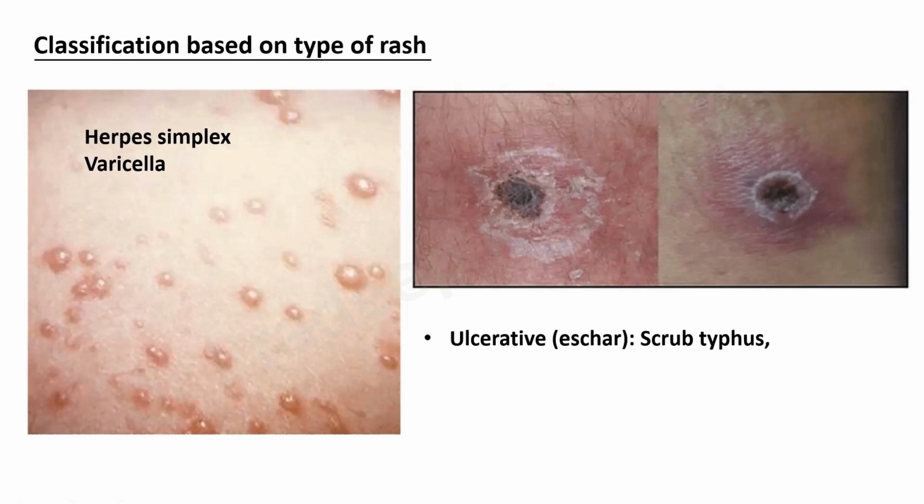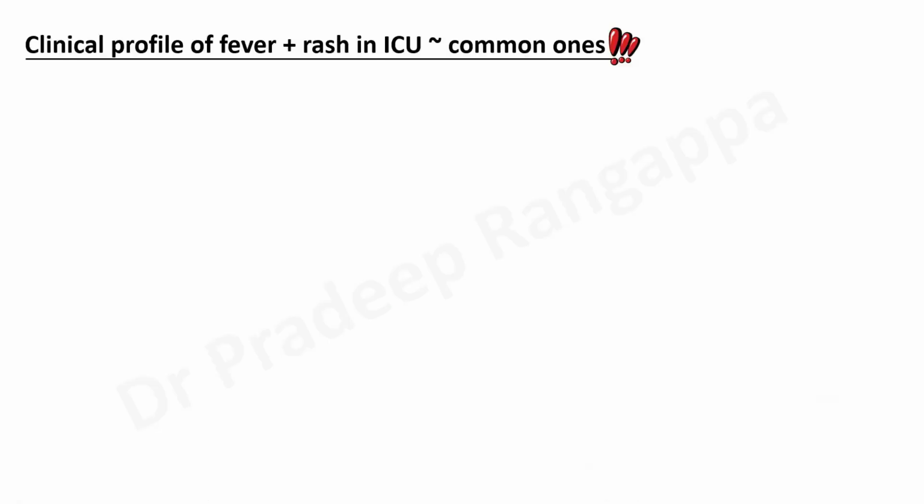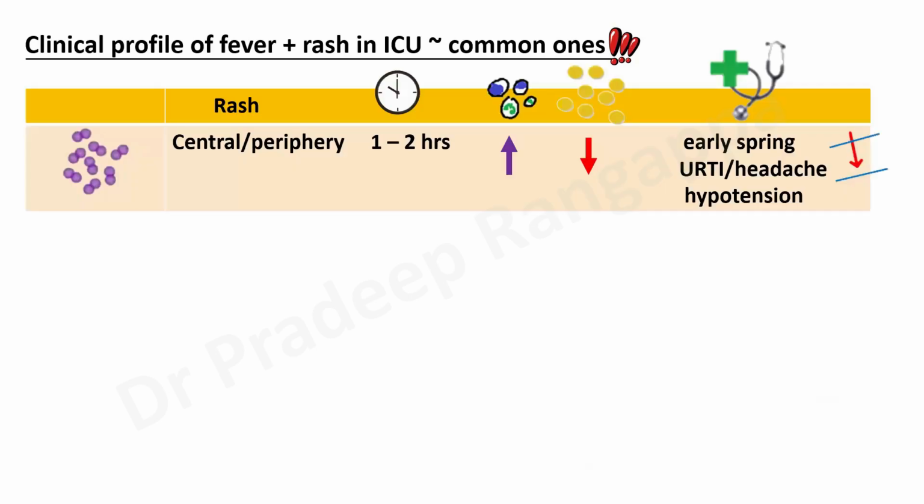I'm sure most listeners, when you contemplate scrub typhus, would look for this eschar in the skin folds, in the axilla or groins, but it can be present anywhere. So this is typically in scrub typhus. The other causes for such an eschar are trypanosomiasis or leishmania. Although we don't see this very commonly in our country, in ICU we would typically see scrub typhus, and that is how scrub typhus looks. So we look into the clinical profile of fever and rash in these different conditions. We just categorize into these four major categories.